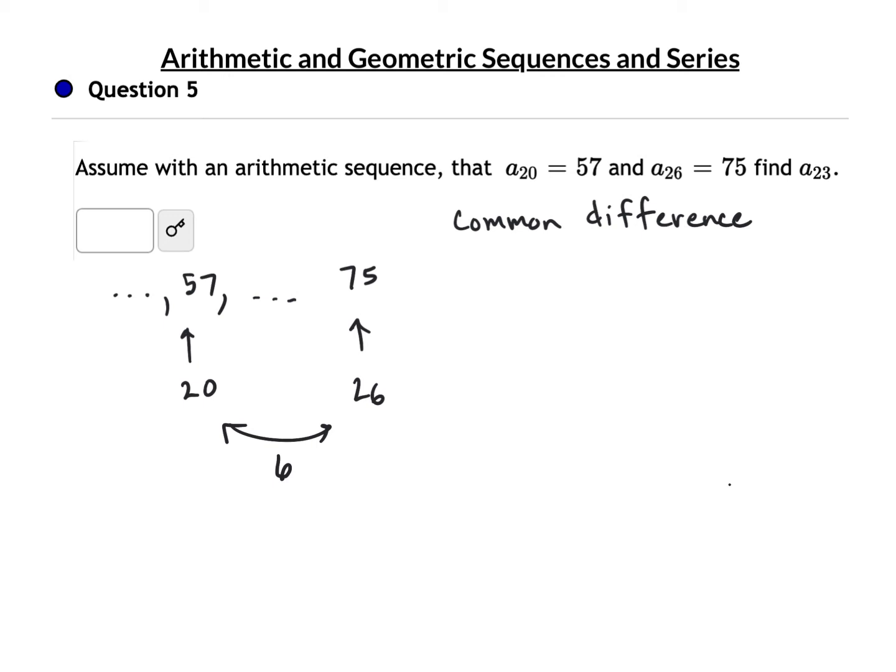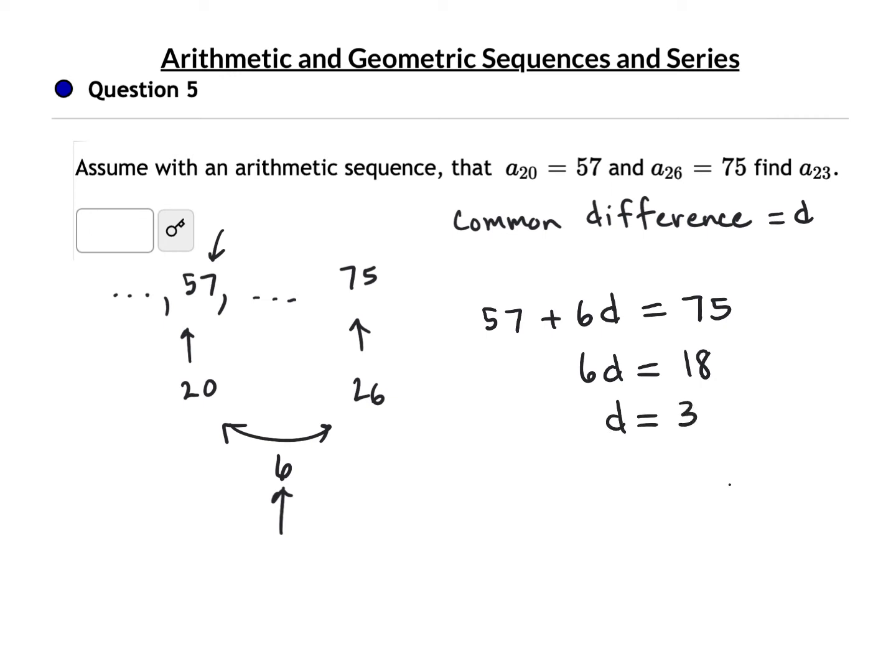The common difference here we'll call D. We know that if we start at 57 on that list of numbers, and we move forward 6 spots, so 6 times we'll add the common difference. The result of adding the common difference 6 times would give us 75. This is an equation we can solve. We'll subtract 57 from both sides, and we get 6D equals 18. And then we'll divide by 6, and we see that D is 3. The common difference is 3.